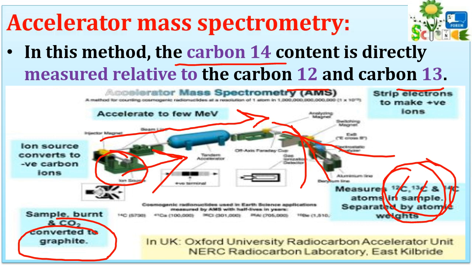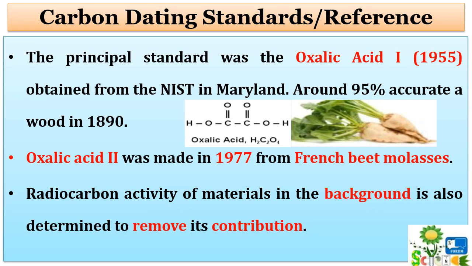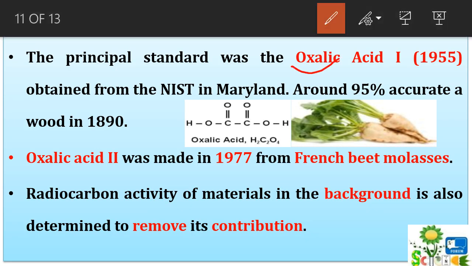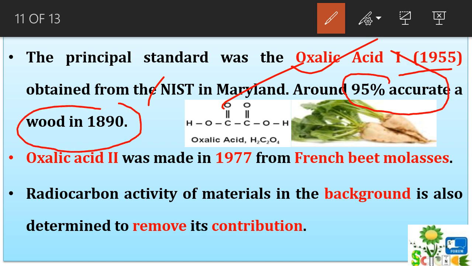We keep mentioning a standard or reference compound. What is it? It is actually oxalic acid. This oxalic acid was formed in 1955 at the National Institute of Standards and Technology, Maryland. This acid shows 95% accuracy with wood which was obtained from 1890.